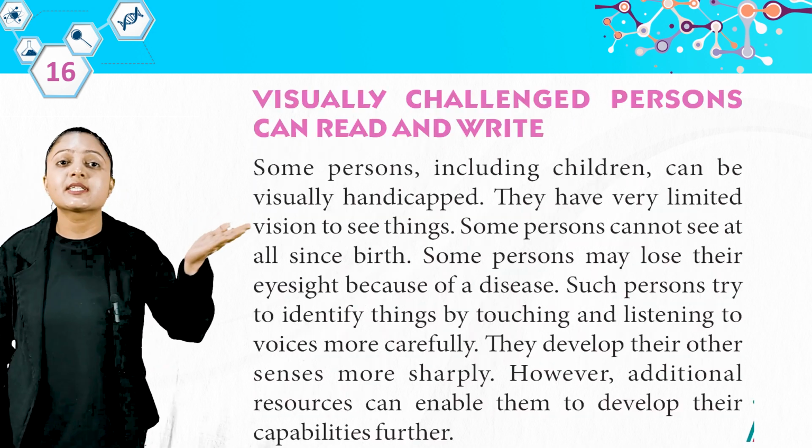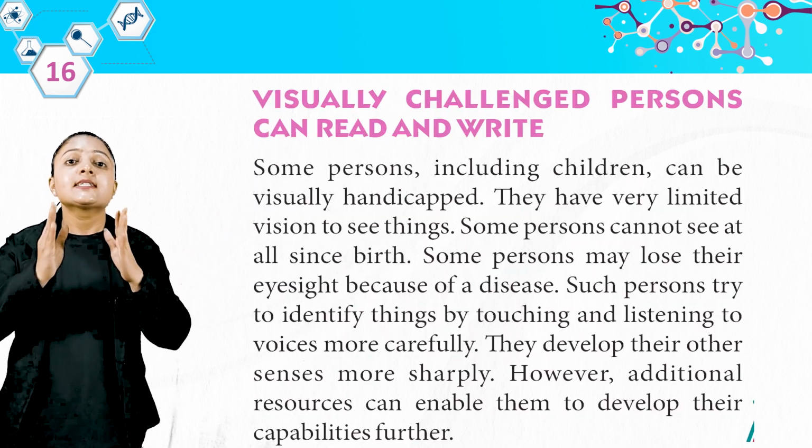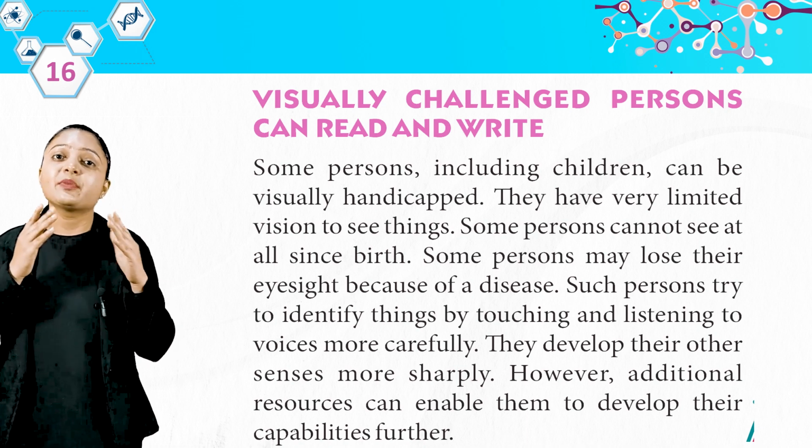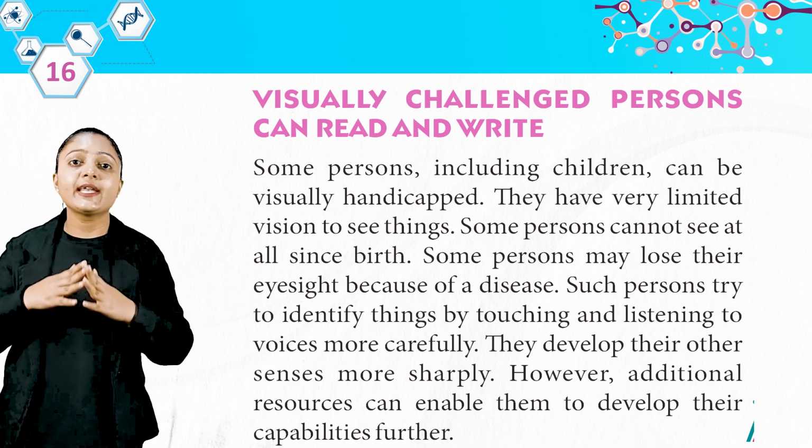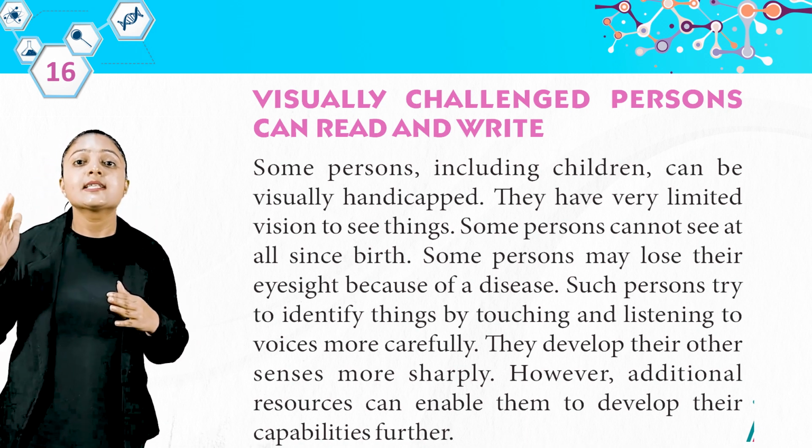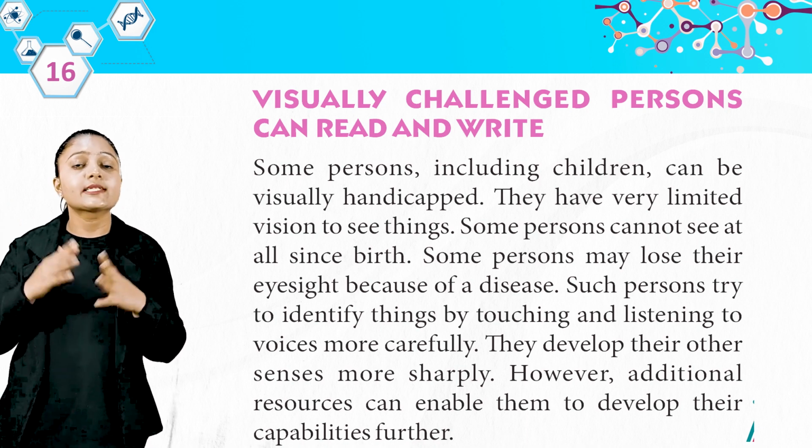Visually challenged persons can read and write. Some persons, including children, can be visually handicapped. They have very limited vision to see things. Some persons cannot see at all since birth.